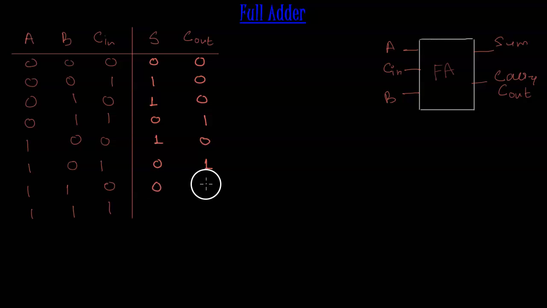Similarly, in this case and in the last case where it's 1 plus 1 plus 1, that is 3. And 3 in binary is written as 1, 1. So, 1 in the carry and 1 in the sum. Now, let us see how can we form equations for our sum and carry.